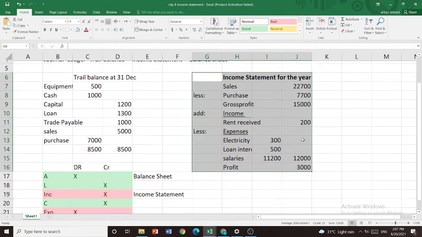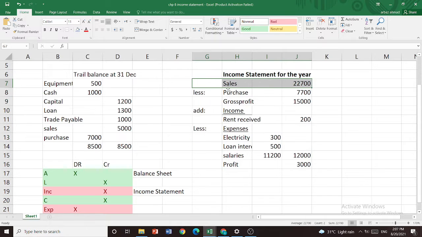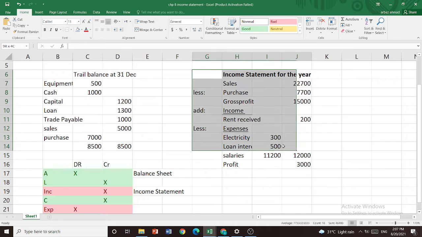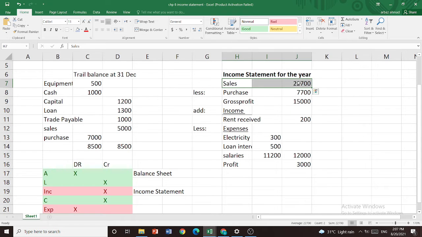In income statement, you have to make sure that you have sales, then you have purchase, you have gross profit, you have other income, you have expenses which you have to minus out. Now in last class I told you this is the format, right? You have sales, you have purchase, you minus it off, you will get gross profit. Selling price, this is buying price.